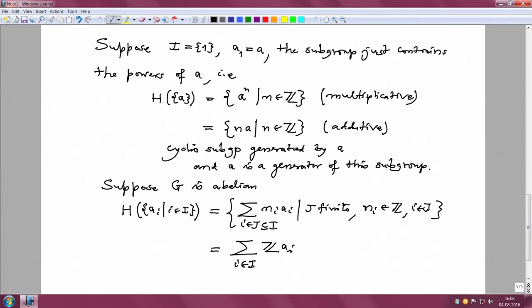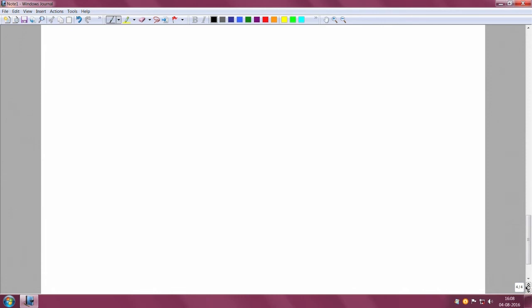If I is a finite set 1 to n, then H of A1 to An is precisely the Z-linear combinations of A1 to An. This is the notation for all Z-linear combinations of A1 to An. All right.